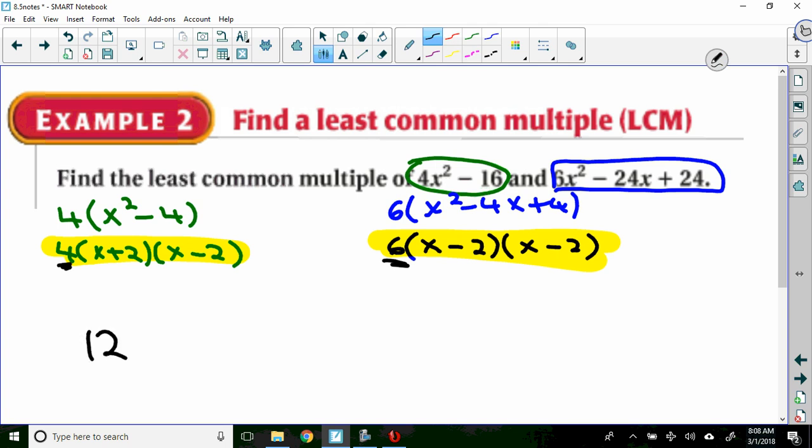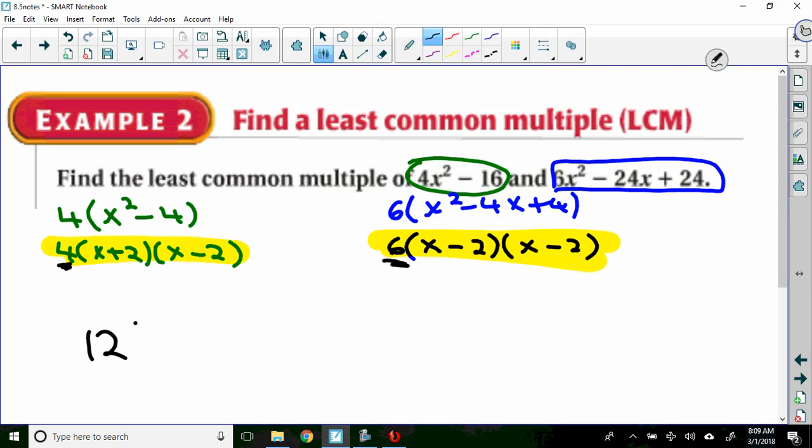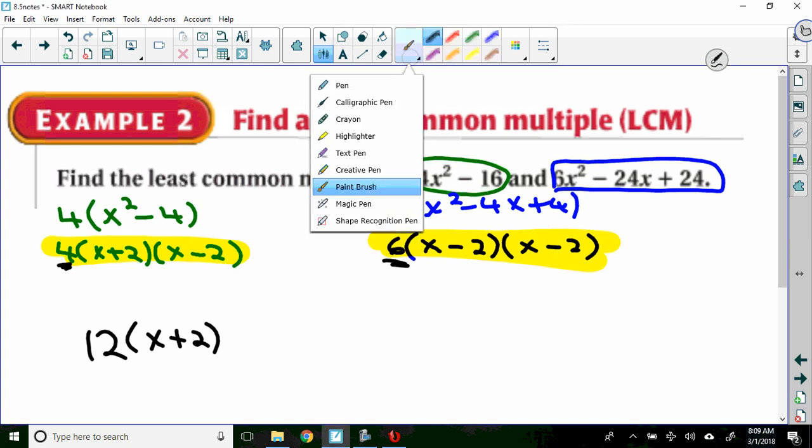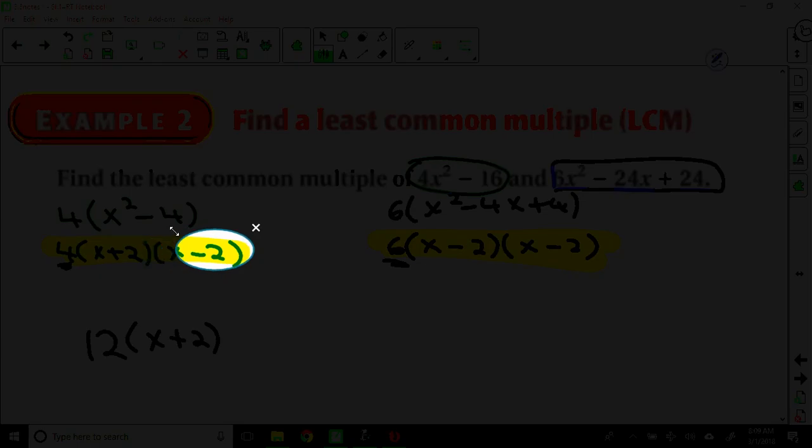So now it's just a matter of representing everything. If we look over here, we've got an x plus 2 in this factor, right? That's got to show up in our LCM. So x plus 2 is going to show up. Now, if we continue to just look at it, and sometimes just looking at it is the right thing to do, if we look over here, there's an x minus 2.